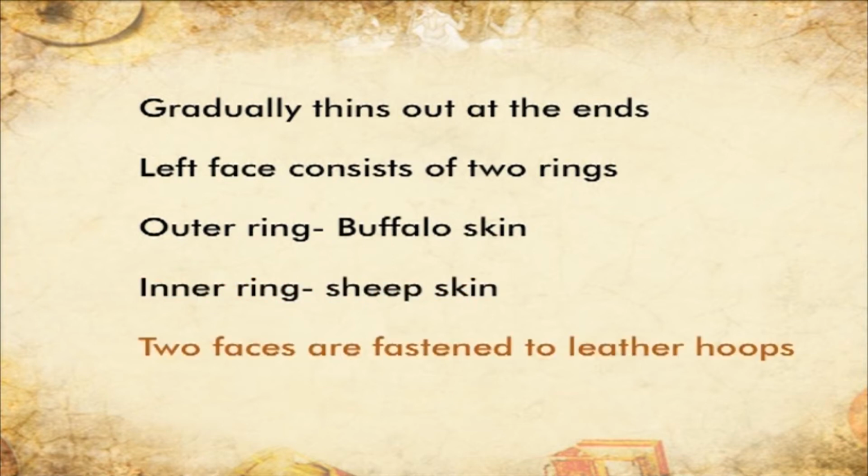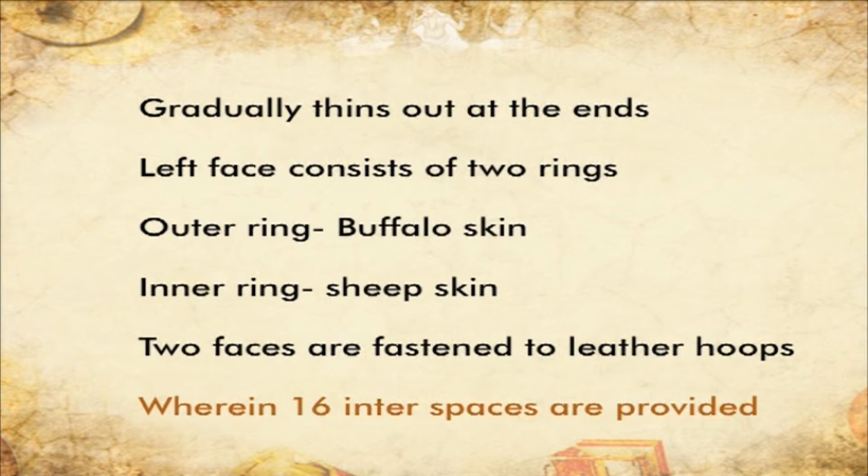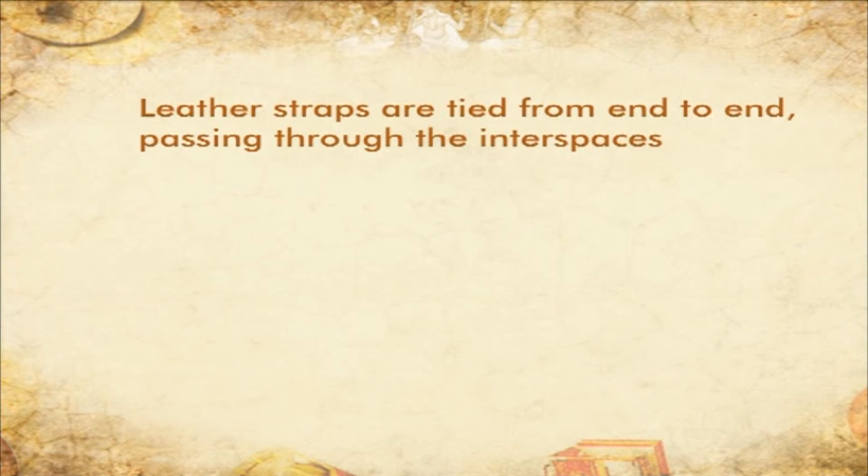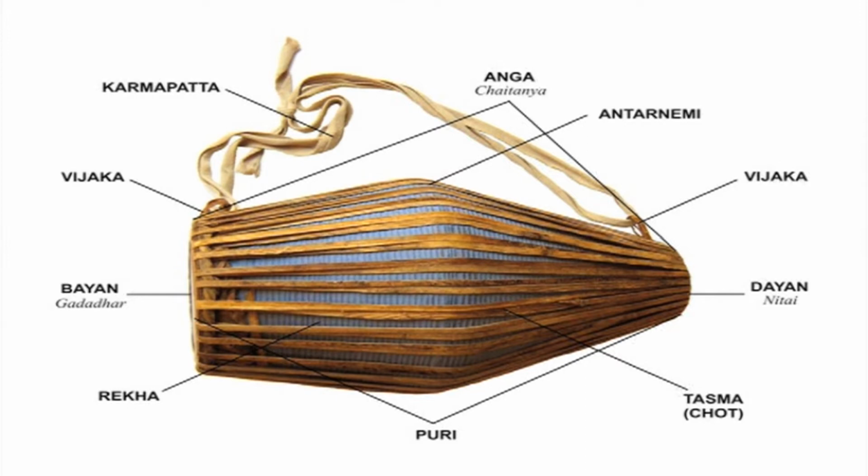The 2 faces are fastened to leather hoops wherein 16 interspaces are provided. Leather straps are tied from one end to the other and these straps pass through the interspaces. Parts of a mridangam.